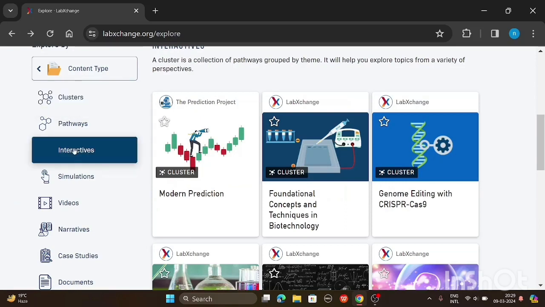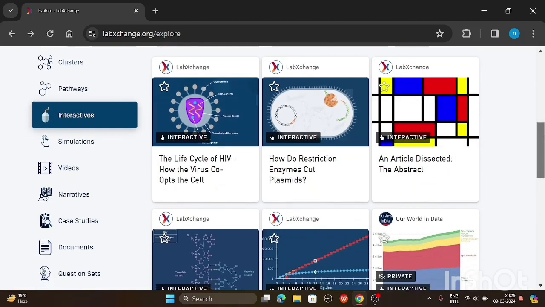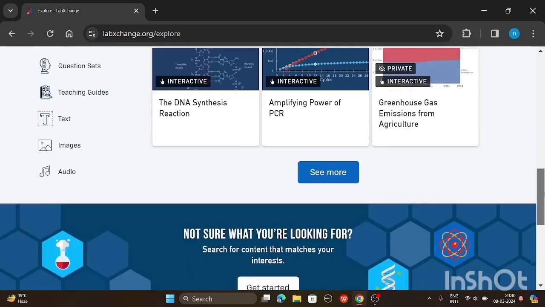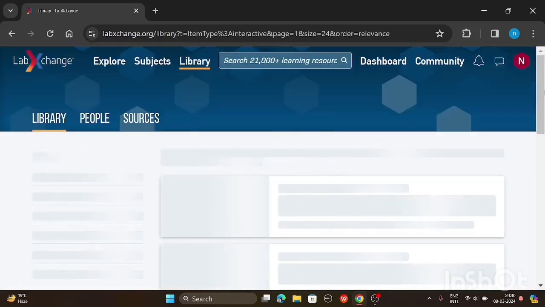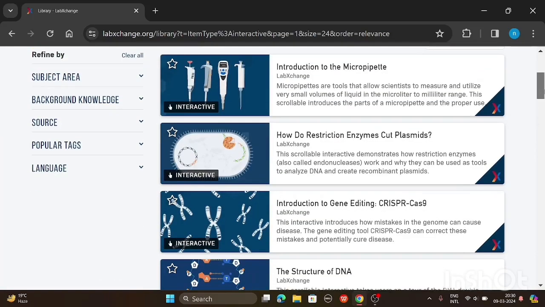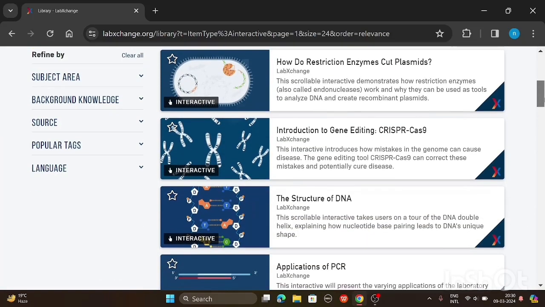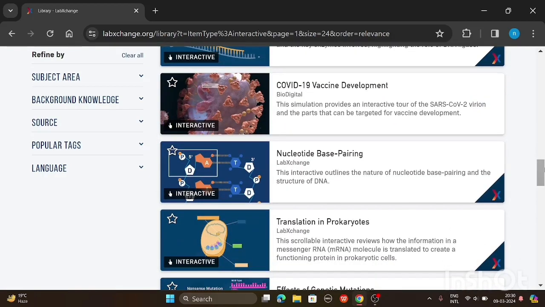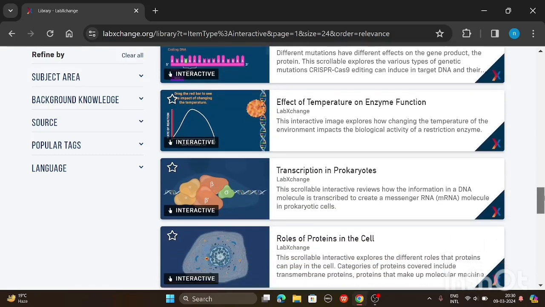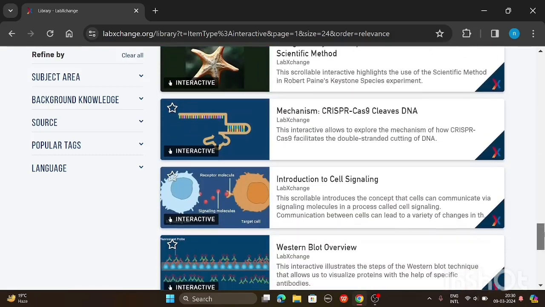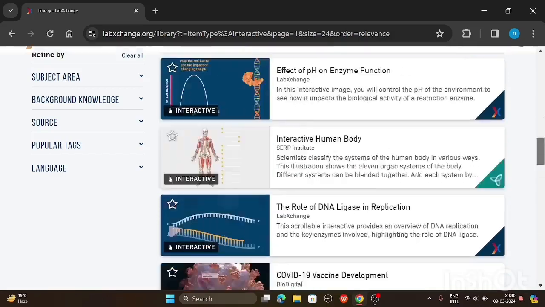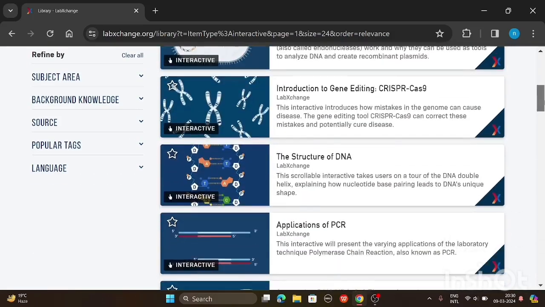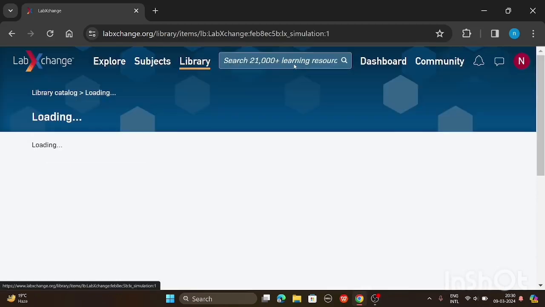In the interactives, these are very interactive videos, like we can see here, or we can see more interactives here. Interactive human body, COVID-19 vaccine development, transcription. So there are a lot of interactives. 776 interactives are there. Like we can open this, structure of DNA.